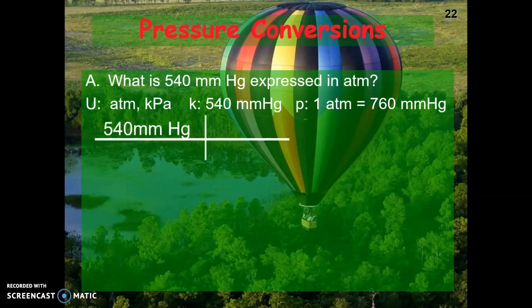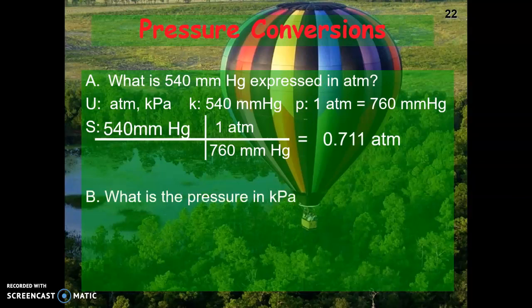So always start with your known, do the train tracks, and set it up so that the units will cancel out. So you put the millimeters of mercury on the bottom and the atmospheres on the top. Multiply across the top, divide the top by the bottom, and you should get 0.711 atmospheres. All right, the pressure in kPa.